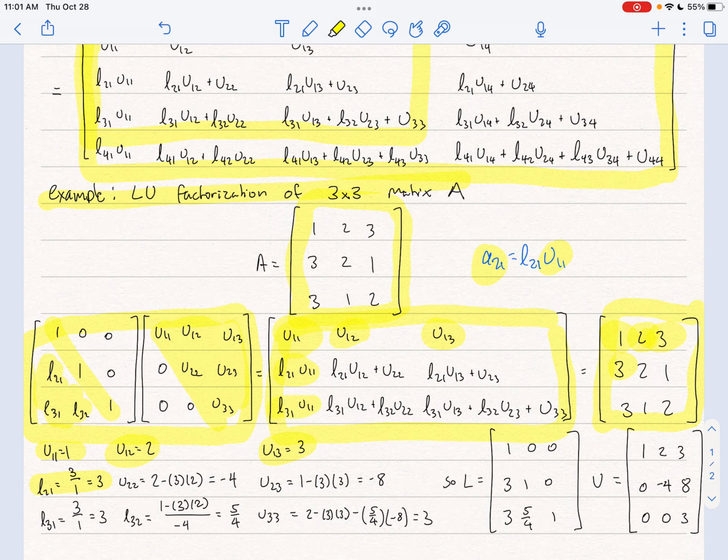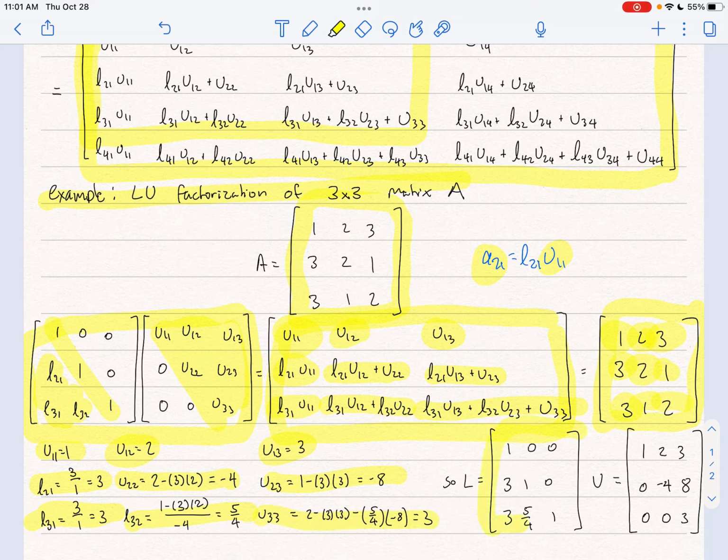Similarly, for this bottom left case, L31 times U11, we know that's equal to 3, and we can solve for L31, and we get that it is equal to 3 as well. Then we can move into the very middle term. We have that L21 times U12 plus U22 is equal to 2. And we know what L21 is now. We know what U12 is now, so we can solve for U22, and we get -4. So you just keep going with the math here to solve all these other equations, and that's how you're able to get every U and every L value.